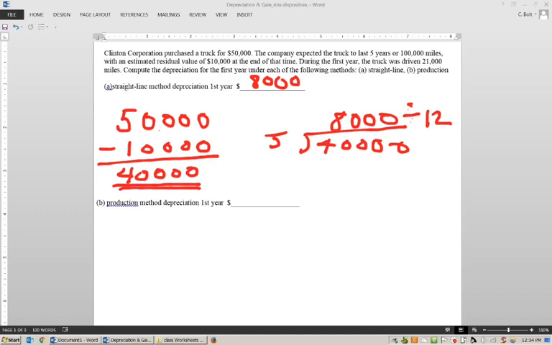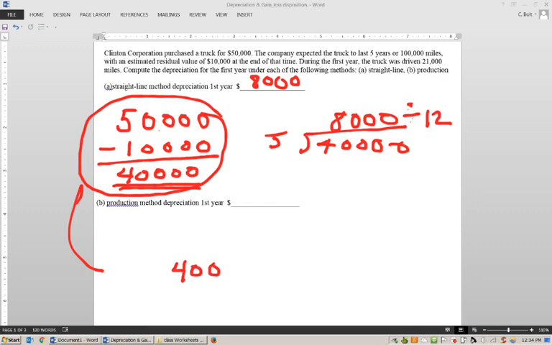Let's go to the second method, and this one is called the production method or the units of activity method. So we take this exact same information, the $40,000 depreciable cost. Remember, that's because we took the cost minus salvage value. We divide it now by the 100,000 miles that we anticipate we will use this truck before we get rid of it. Again, all of this information is going to be given to you in a problem. Here's the 100,000 miles up here, but also in a business, they'll make these estimates in the accounting department.